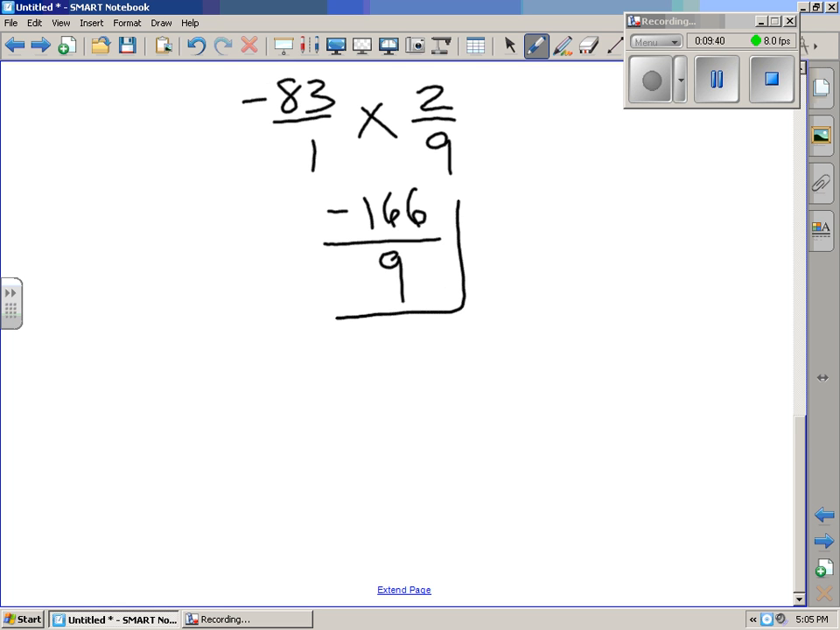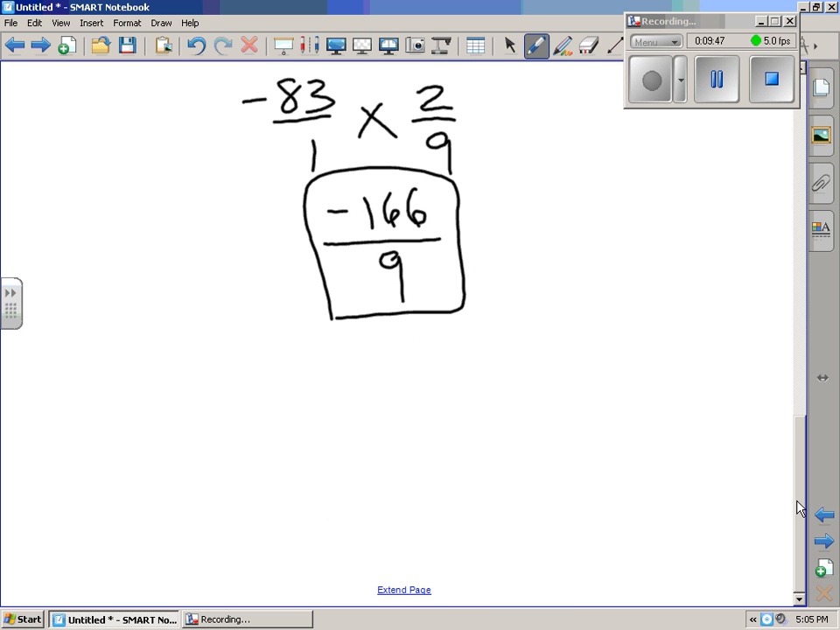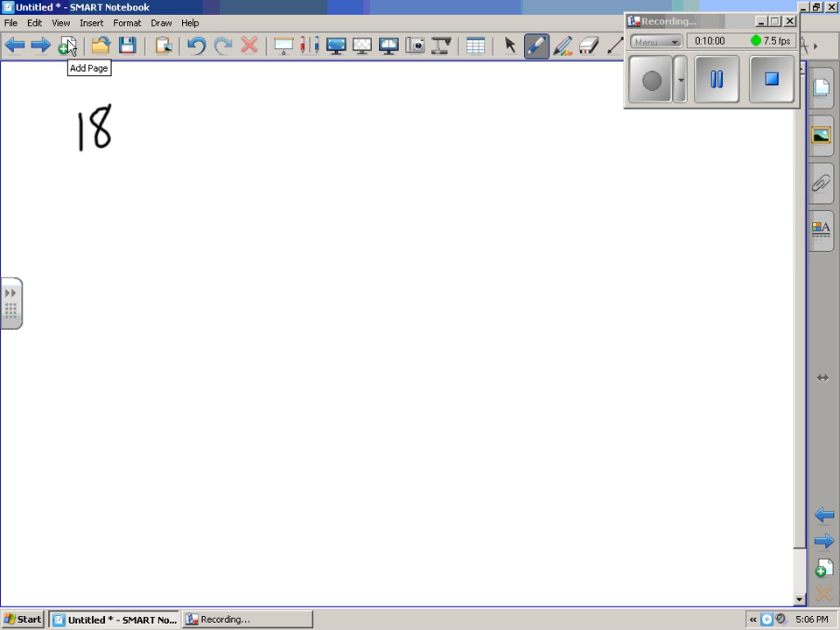So you can write this instead of the decimal, negative 18.44, with an s attached to it, is equal to t. And we look at our answer sheet for number 17, and the answer is negative 166s over 9, which is what we have. All right, we are out of time on this video.